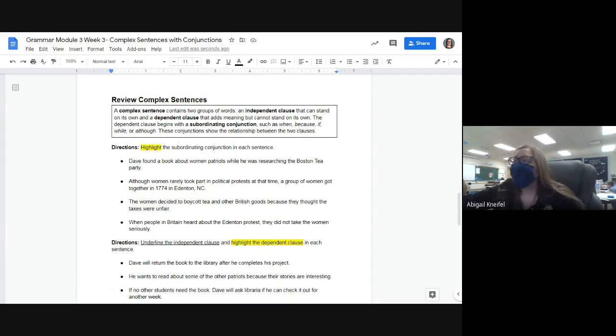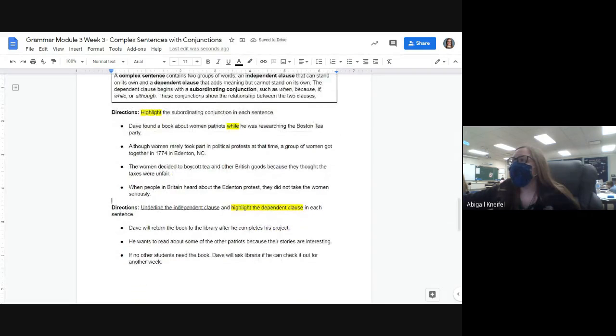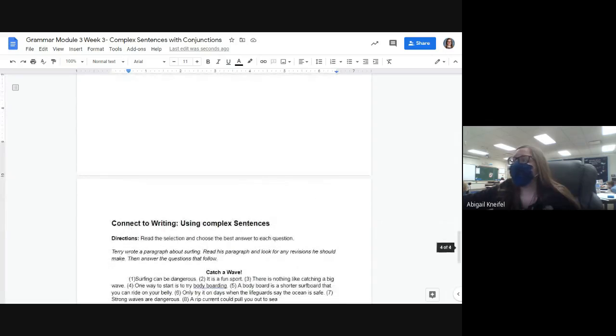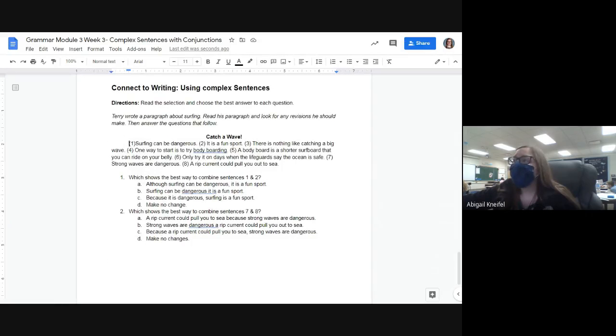So number 1, Dave found a book about women patriots while he was researching the Boston Tea Party. We know while is a subordinating conjunction, so all you have to do is highlight it. The next part, all you have to do is underline the dependent clause and underline the independent and highlight the dependent. You guys can do that because you already did it at the top.